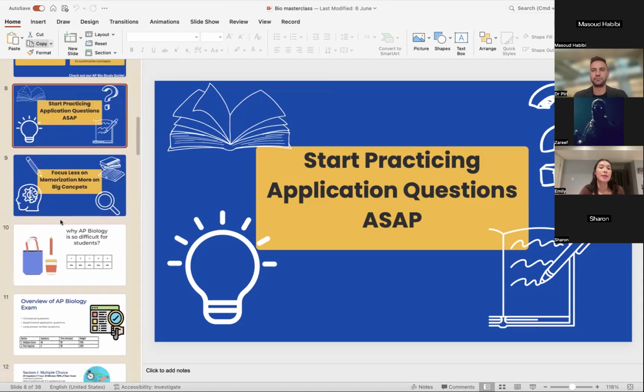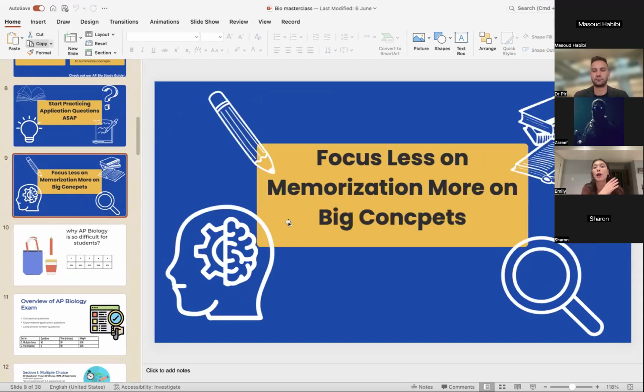Okay. And then the last one that I really want students to focus on is to focus less on memorization and more on big concepts. This is a big shocker for students because they try to memorize everything. And I will say, once you see the format of a past AP exam, they're not going to focus on little teeny tiny details, which is what students spend most of their time trying to memorize. It's more about understanding the concepts and how to apply them.